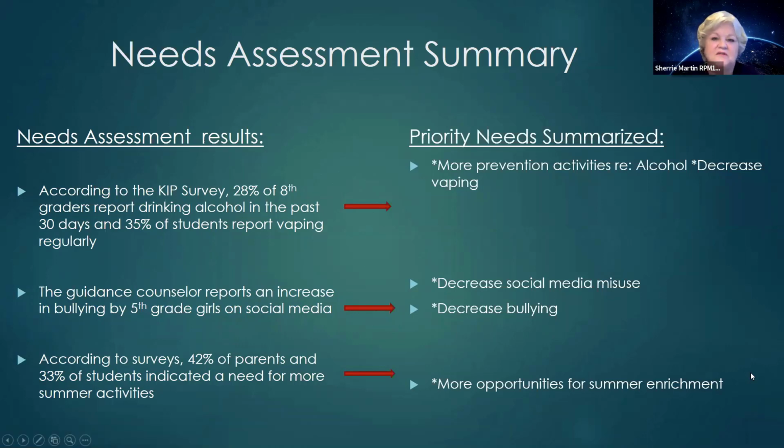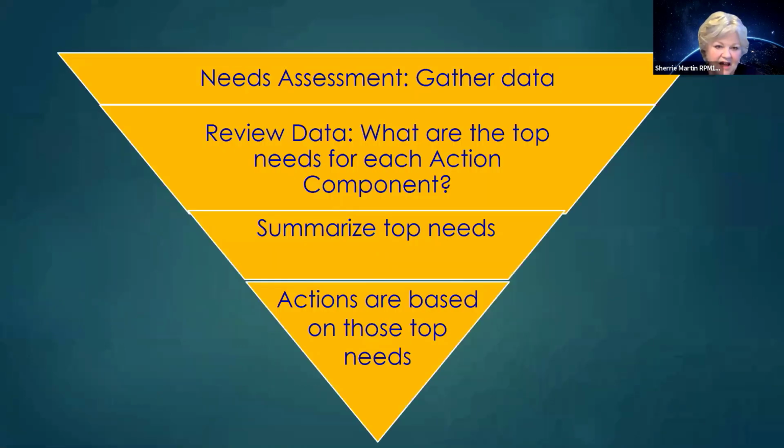So the next slide is just a visual of how that all plays out and the steps that you take. First, you gather all the data in your big needs assessment. Next, you review all that information and see what the top needs are for each action component. Summarize those top needs, and then your actions, your activities, and your services and your programs will be based on those top needs. So that is how we start building that action component.